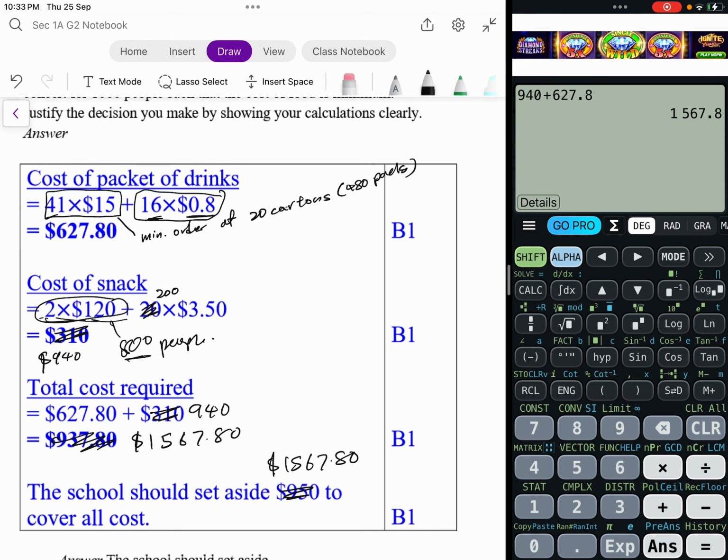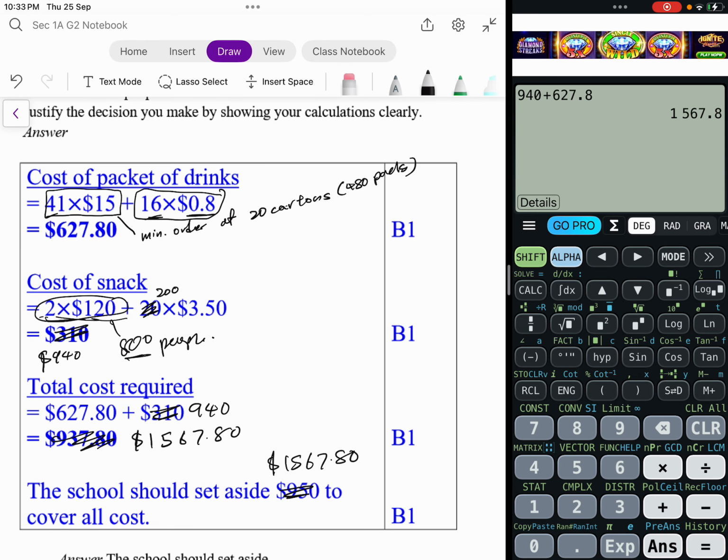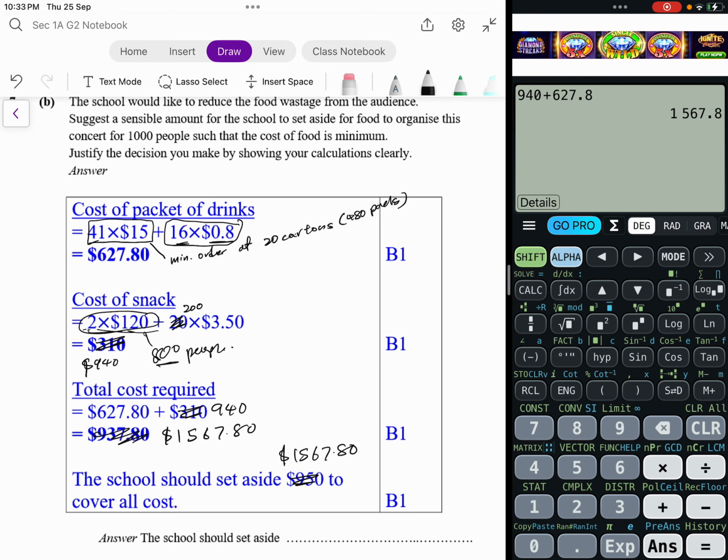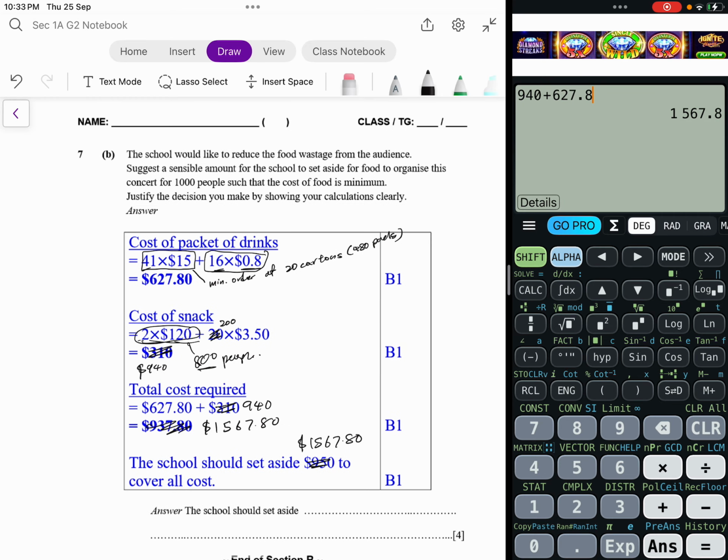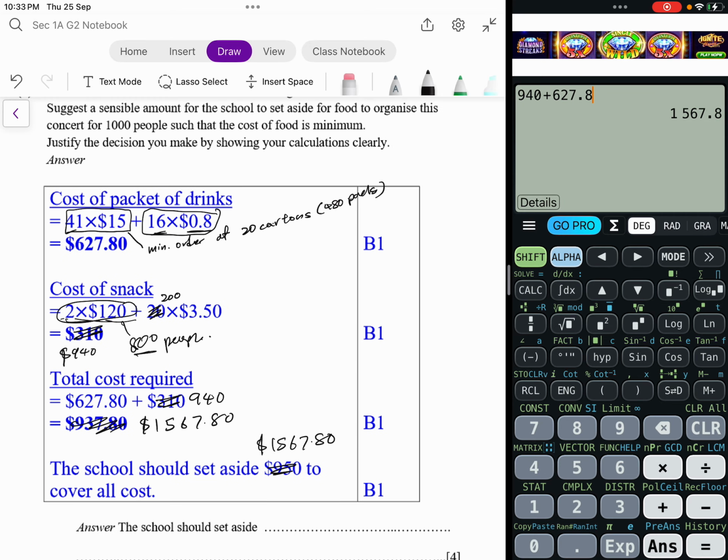Okay, so this is the last question. Hopefully the scribbles are not too confusing. So give the question a try. Alright, any question, please text me and let me know.